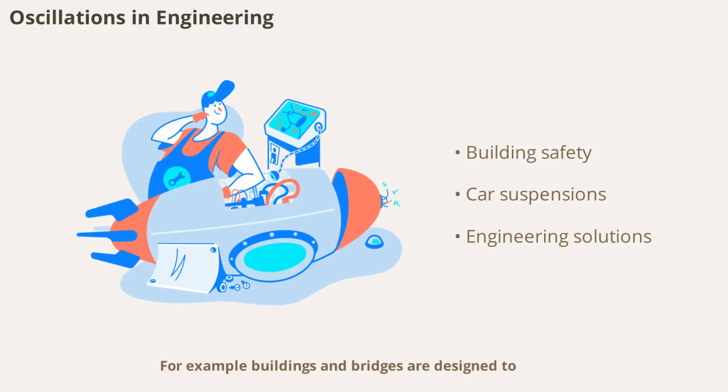For example, buildings and bridges are designed to withstand oscillations caused by wind or earthquakes. Car suspensions use damping to control oscillations for a smooth ride.